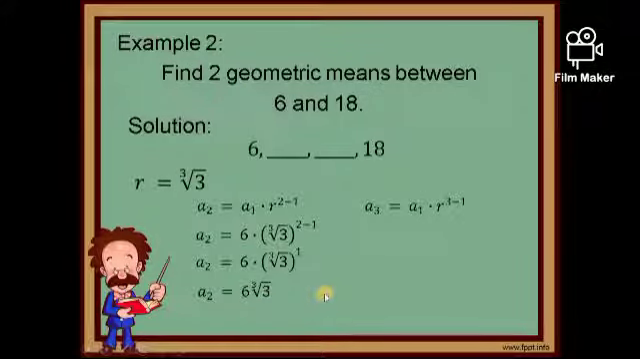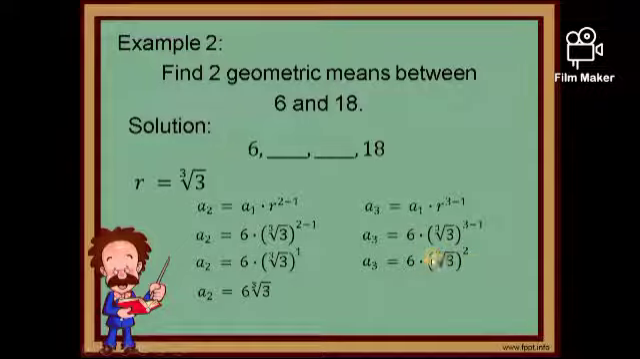Next, third term. Substitute, again r is cube root of 3 inside a parenthesis raised to 3 minus 1. So we have 6 times cube root of 3 squared. Cube root of 3 squared, or simply cube root of 3 times cube root of 3, and the answer is cube root of 9. Very good. So cube root of 9 times 6 will give you 6 cube root of 9.